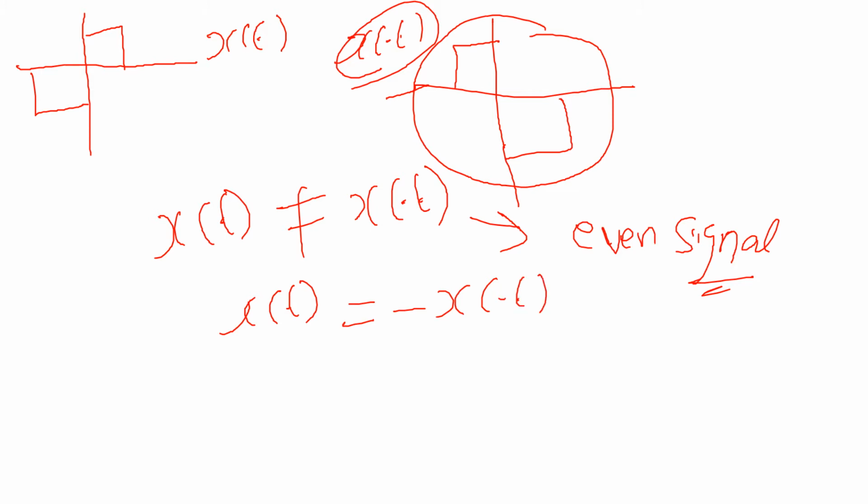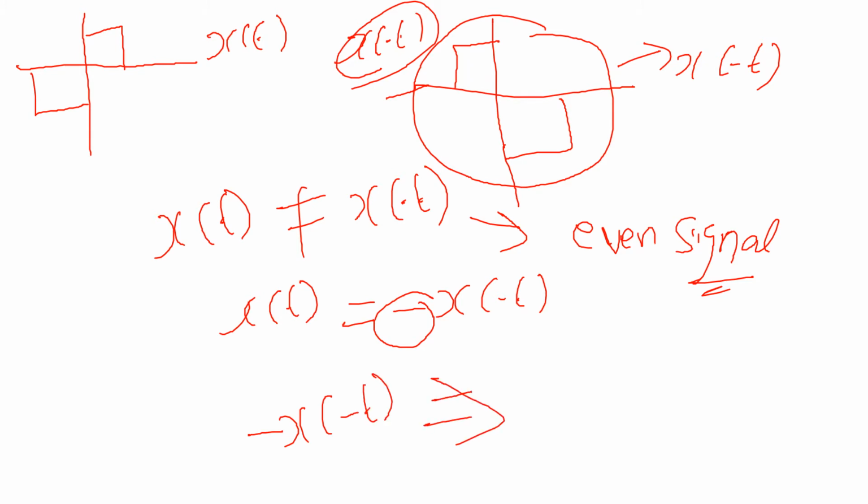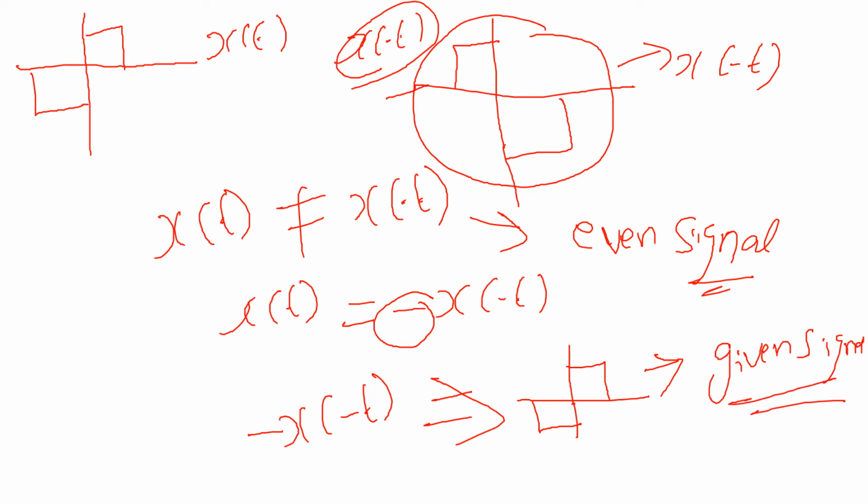Right? So this is x of minus t. Then minus of x of minus t, what is that? This inversion is there, so amplitude inversion. So minus of x of minus t, I am going to draw it here. This is going to yield me again the same signal. So this means the given signal is nothing but an odd signal.